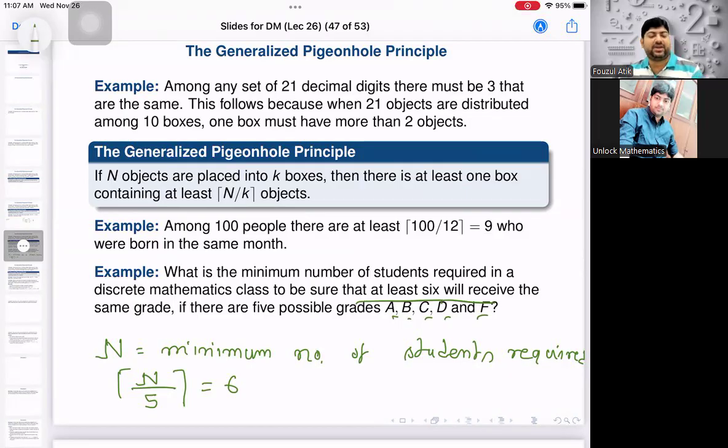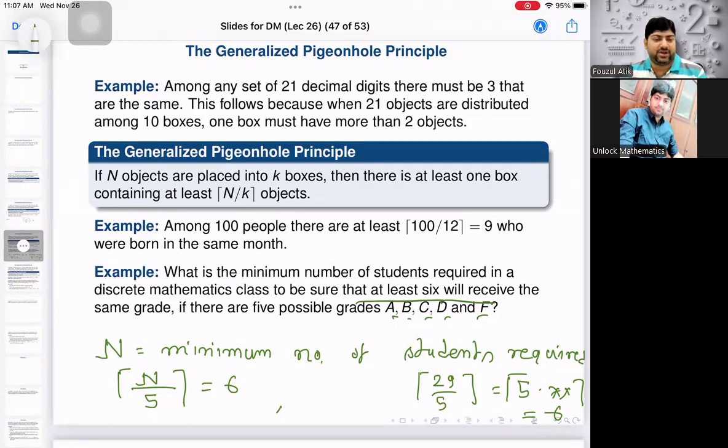Yes, so you may think that okay, n equal to 30, so it is 6. But is n equal to 30 the minimum? If I put n equal to 30, then ceiling of 30 by 5 is 6. Fine. But is 30 the minimum one? What about 29? 29 divided by 5 is equal to 5 point something, and the ceiling of that again gives you 6. So 29 is not the minimum then.